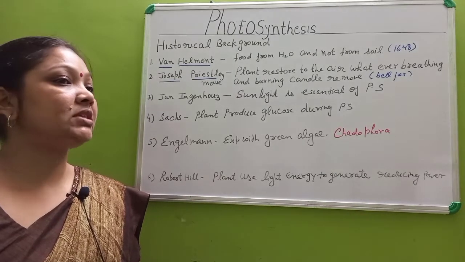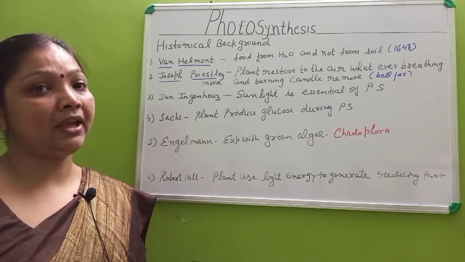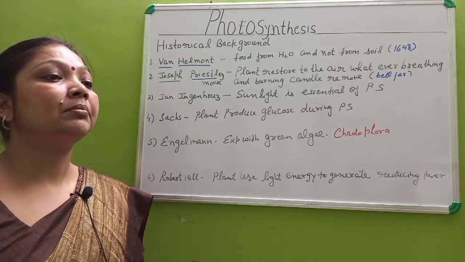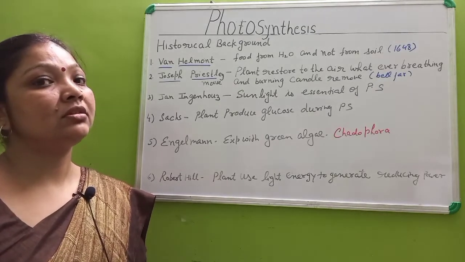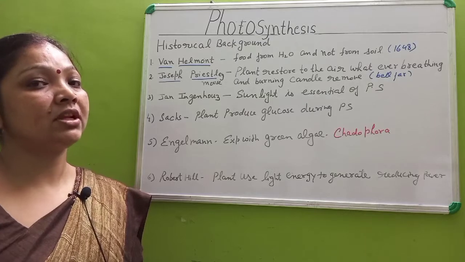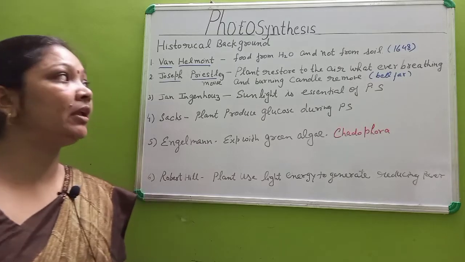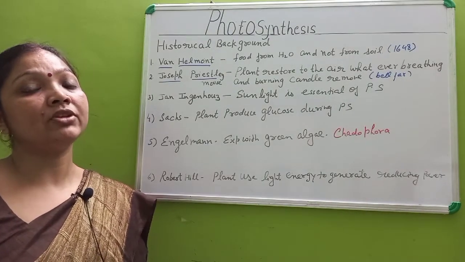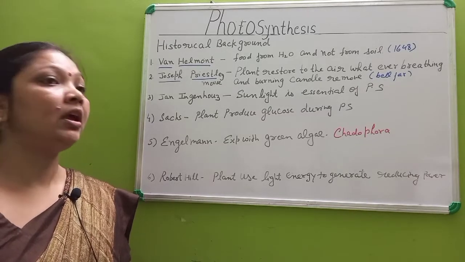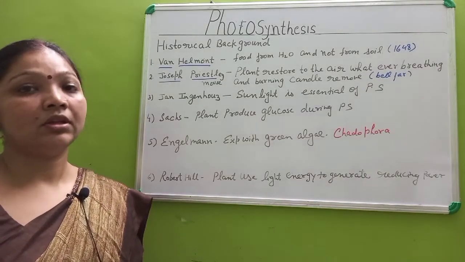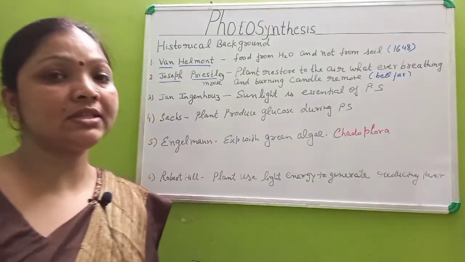In the second setup, he took a candle along with a plant and a mouse, and he saw that the mouse was also alive and the candle was burning. After this result he concluded that plants restore to the air whatever breathing and a burning candle remove. So whatever is removed by the breathing of the mouse and the burning of the candle was restored by the plant. That's why the candle is still burning and the mouse is alive.